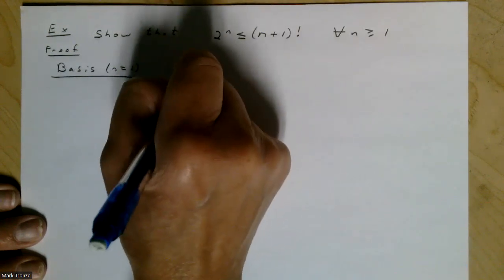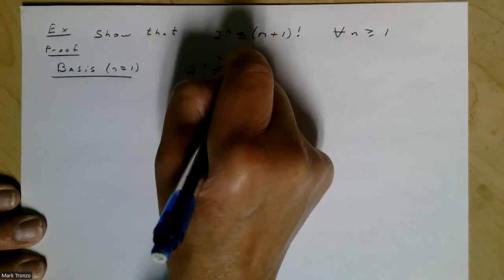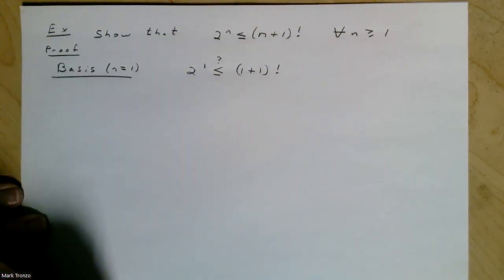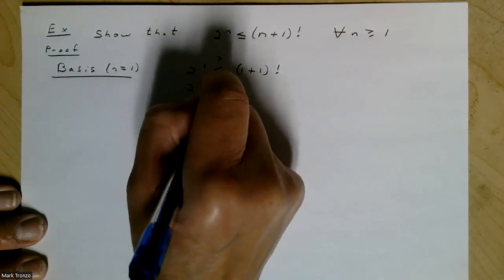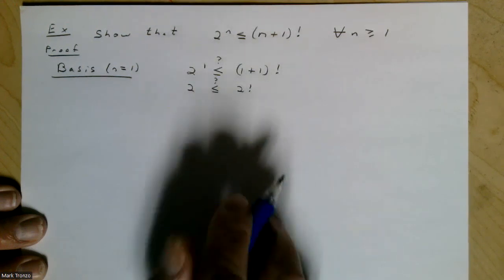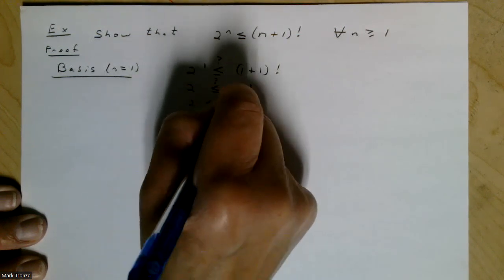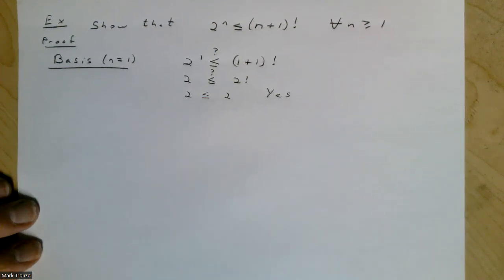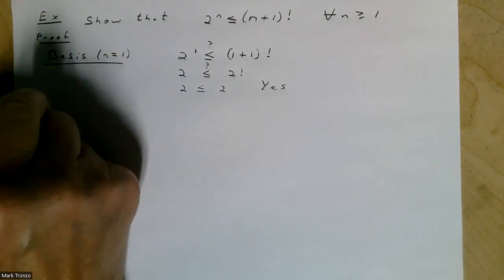And so the question is, if you put 1 here, and you put 1 on the right-hand side, is the inequality going to be true? So this is going to be 2. And this is 2 factorial. Of course, 2 factorial is 2 times 1, which is 2. So yes, 2 is less than or equal to 2. So now do the induction step.